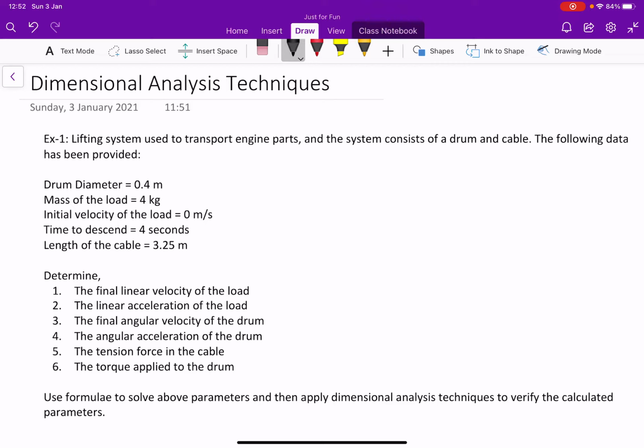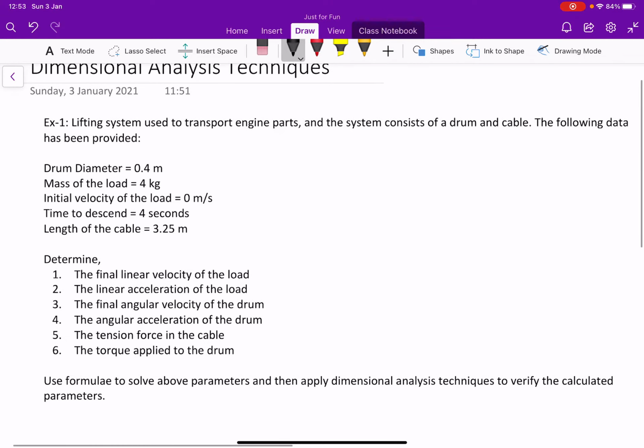And today we are going to look at the topic which is dimension analysis technique. And we have one question here, and we are trying to solve this question using our formula and then verifying the answer which we have got from the formula by using dimension analysis techniques. All right, so let's look at this example. It is basically an engineering example, as you can see here.